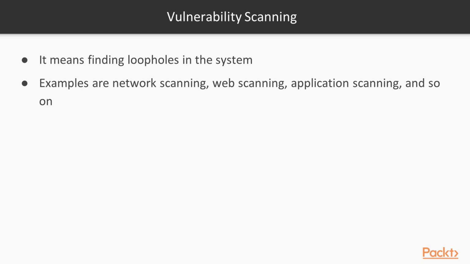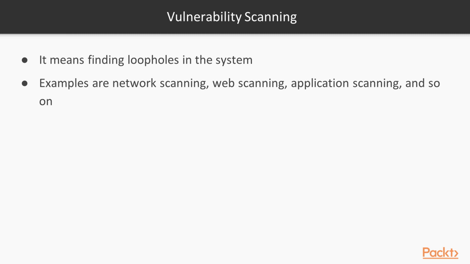So these are the examples, like network scanning, web scanning, application scanning. There are many kinds of scanning available in industry, like network scanning, in which we scan the entire network, the client machines, the servers, right? The various kinds of security mechanisms. So these are the components in network scanning.